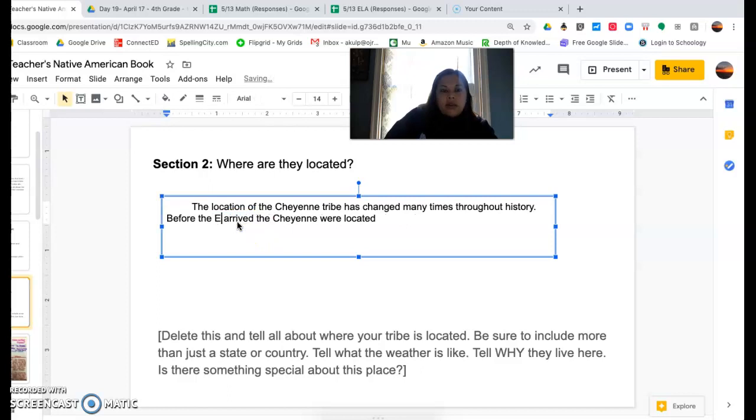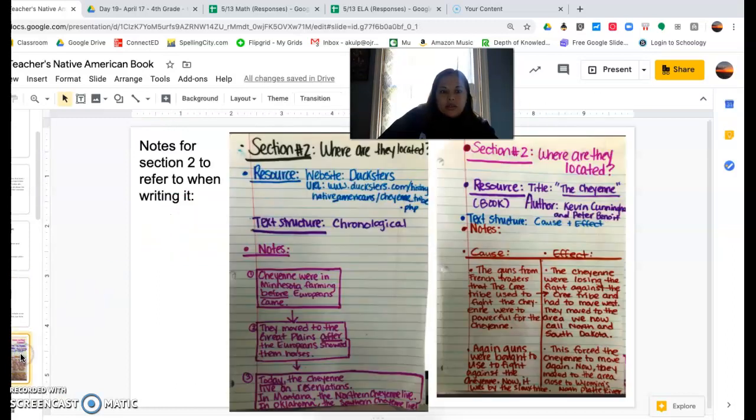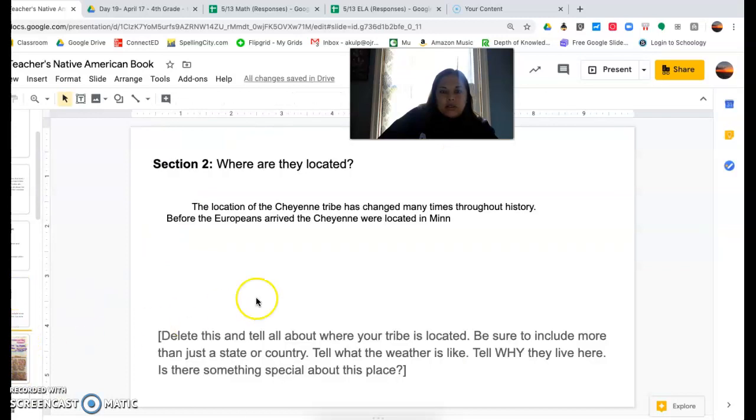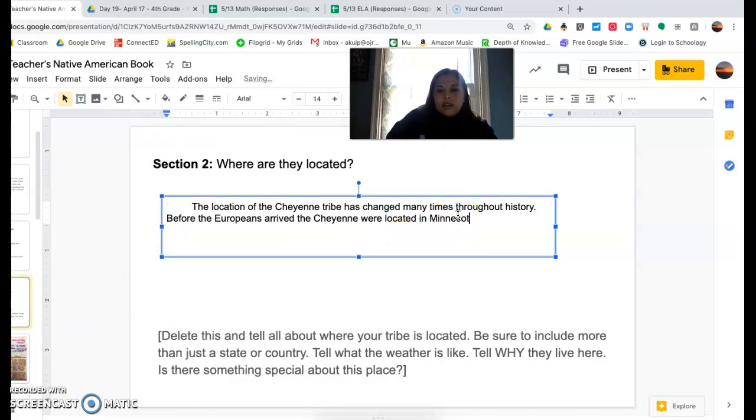Before the Europeans arrived, the Cheyenne were located in Minnesota. Make sure I capitalize. Located in Minnesota, where they farmed, where they were known for, they weren't really known for it. That's not the point of this section. Where they were able to farm.